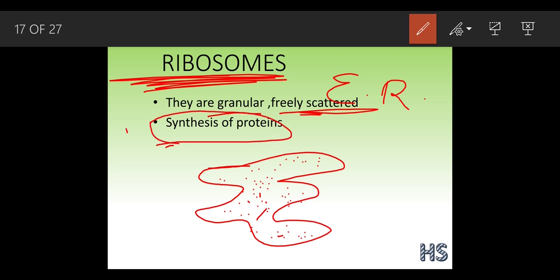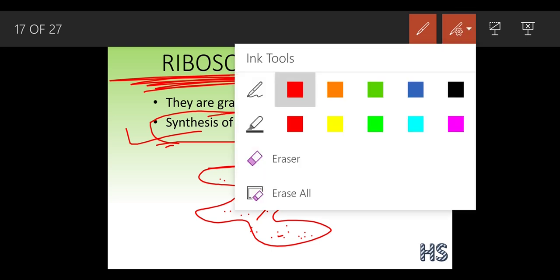This function is very important, because in exams they are going to ask, what is the function of a ribosome? So you should say it helps in the synthesis of protein. It is a place where there is formation of proteins.